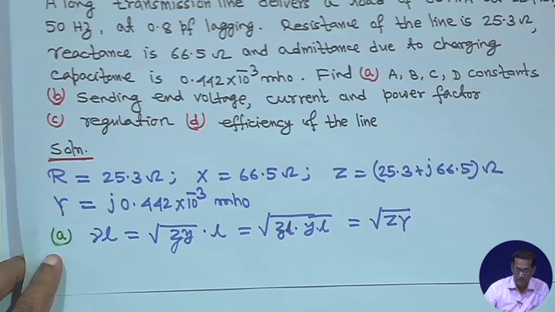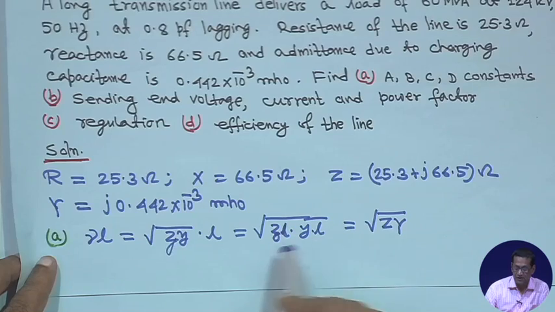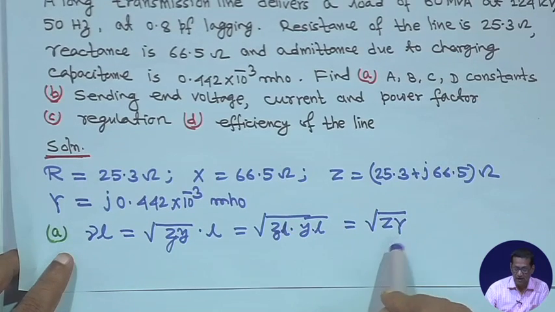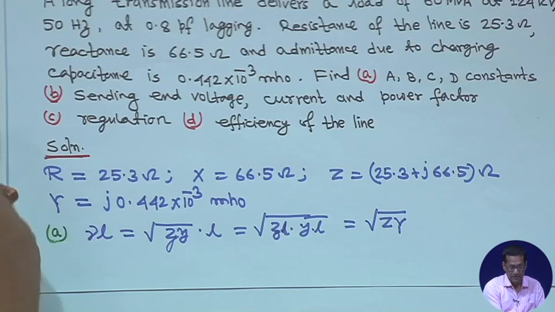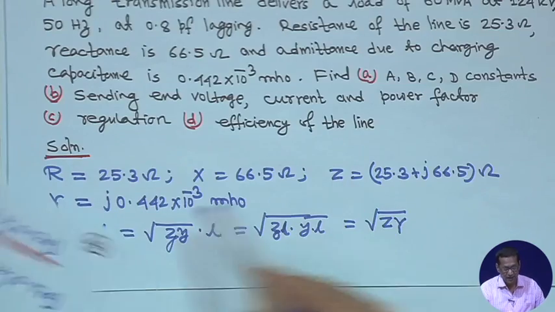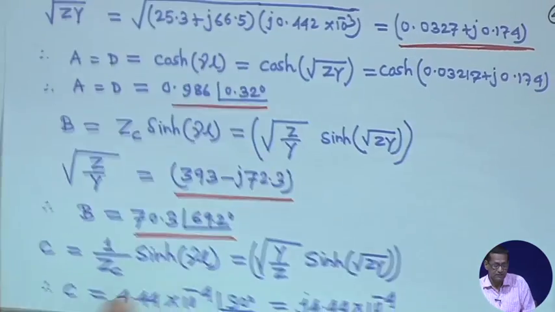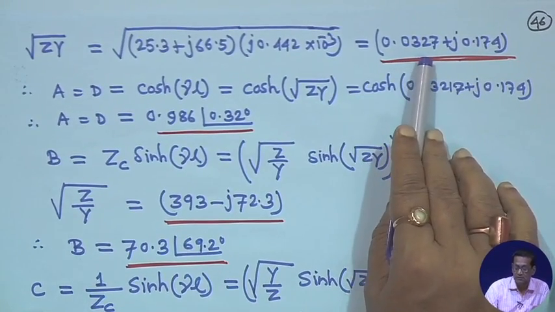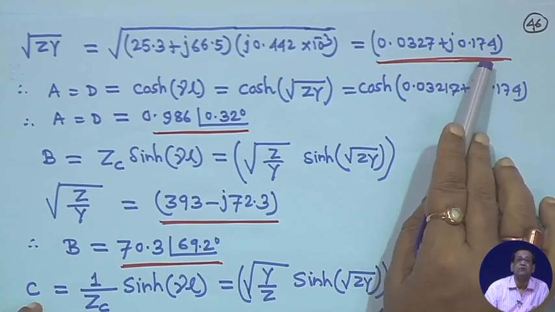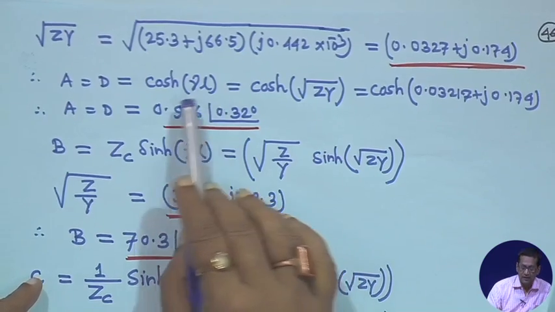So, small z y into L square inside the root, so zL into yL, that is γL equal to root over capital Z capital Y. Both z and y are known to you. Therefore, root over ZY is equal to 0.0327 plus j 0.174.